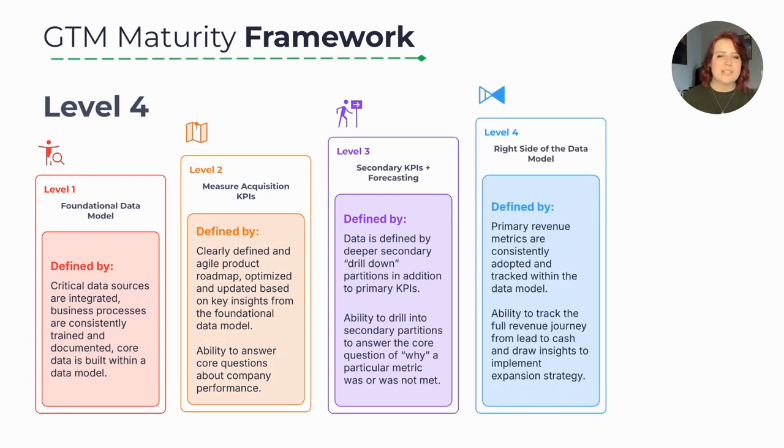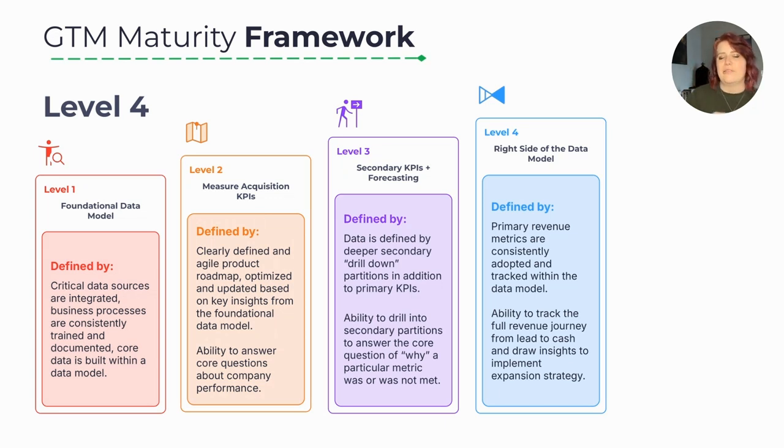Once level 3 is established and your left side funnel is predictable, the acquisition KPIs, the funnel side of the revenue performance model, once it has actually become predictable and you have refined it and optimized it, then you can move on to level 4, implementing the finance side, the actual revenue metrics into your data model.